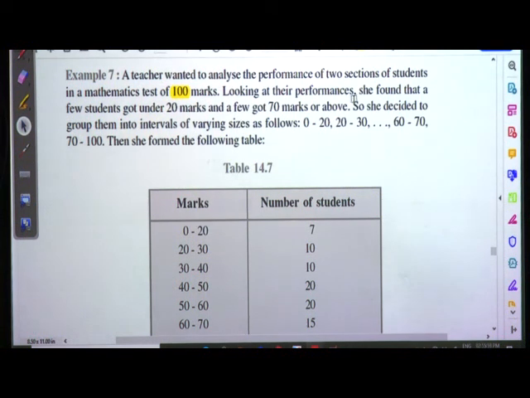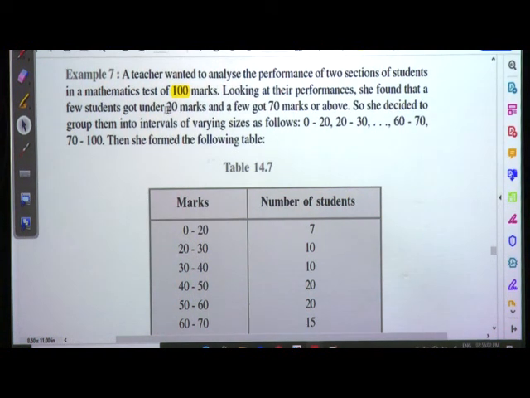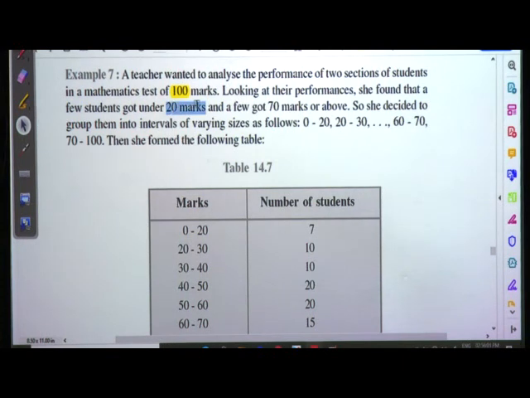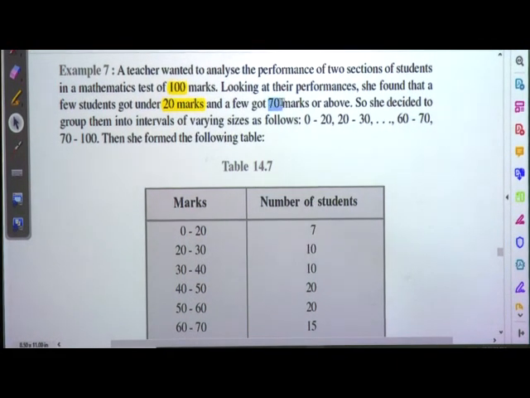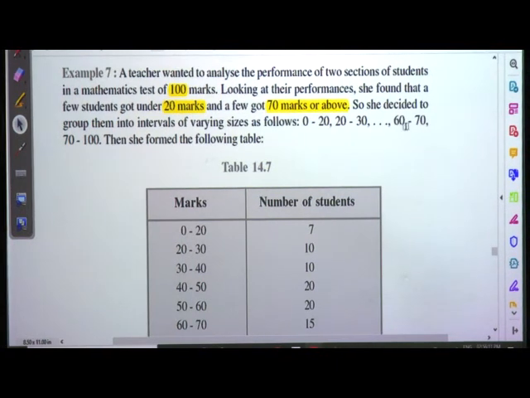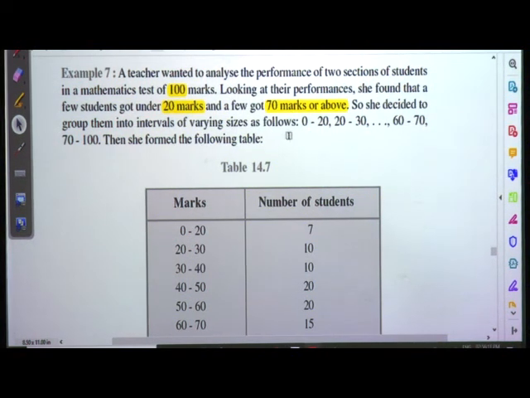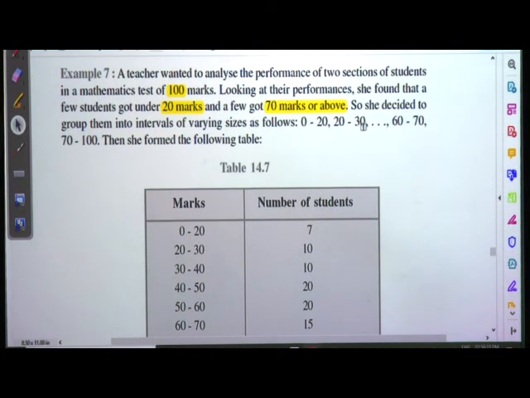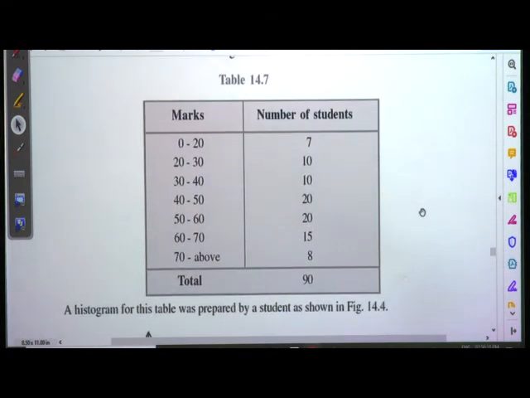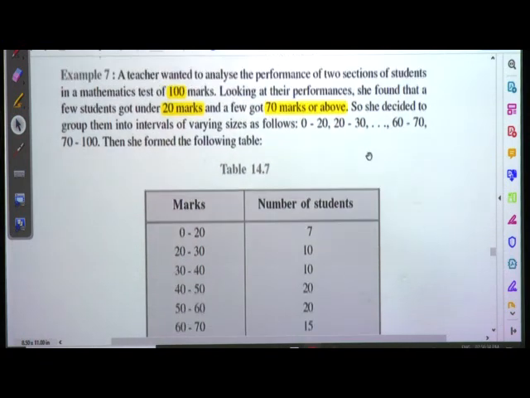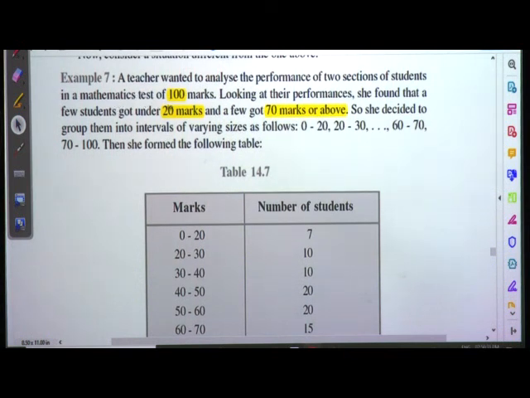Looking at their performances, she found that a few students got under 20 marks and a few got 70 marks or above. So she decided to group them into intervals of varying sizes as follows: 0 to 20, 20 to 30, in this way 60 to 70, 70 to 100. Then she formed the following table. Here you can see the table. This is table 14.7, and I specially mentioned that the test is of 100 marks. So the marks are out of 100.